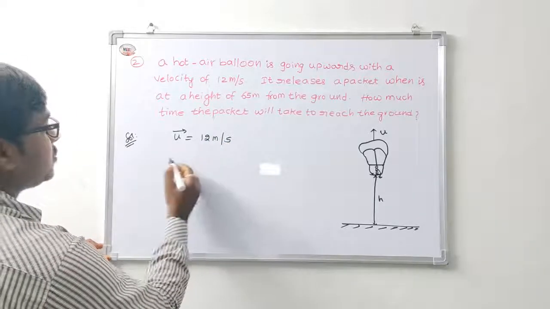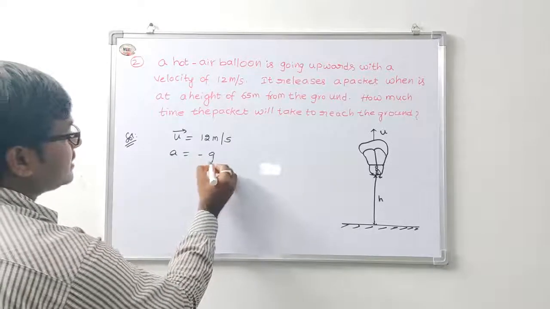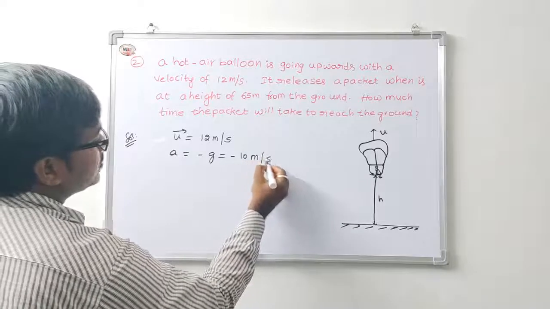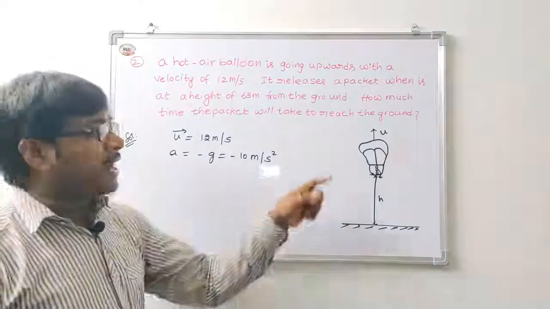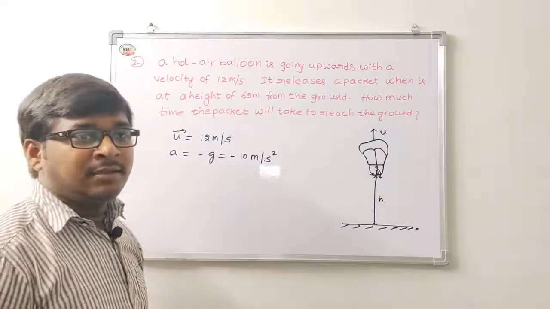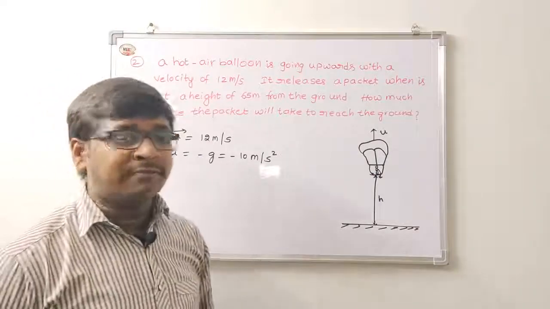Then acceleration due to gravity, a is equal to minus g, minus 10 meter per second square. So find out the time taken and the maximum height. A packet is dropping from a certain height. The height is equal to 65 meter.